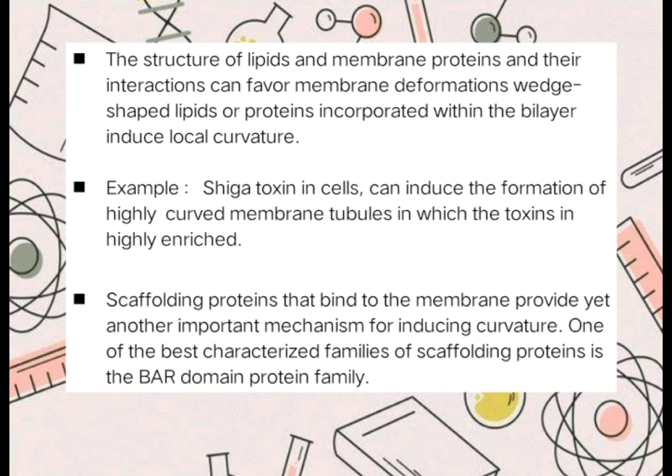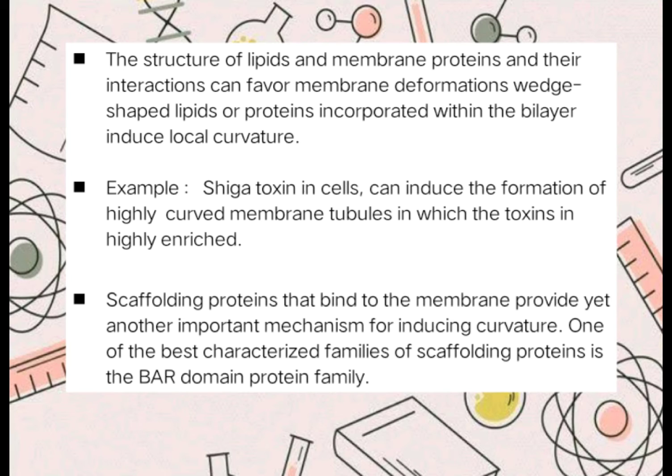The correlation between lipid composition and local curvature is clearly demonstrated by in vitro experiments in which giant unilamellar vesicles composed of several lipid species spontaneously phase separate into domains which vary in both composition and local curvature. Furthermore, expression of membrane proteins, for example the Shiga toxin, in cells can induce the formation of highly curved membrane tubules in which the toxin is highly enriched.